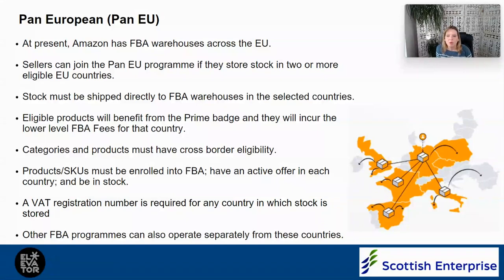And when you're looking at this, folks, just a few points for you to bear in mind. Remember to check your products, because some products and selling categories have to be eligible for cross-border movement within the EU, otherwise Pan-EU logistics can't apply, so make sure you check that out. Secondly, products are only eligible if they are enrolled in the Pan-EU programme, and they must have an active status in your inventory, and they must be physically in stock in all of the countries that you are trying to operate in. And then thirdly, sellers must be VAT registered for any EU country in which stock is held. We'll cover a little bit more of this in the next slide.